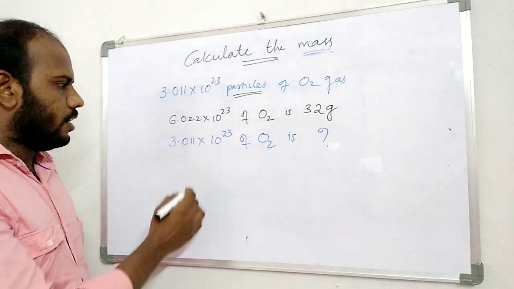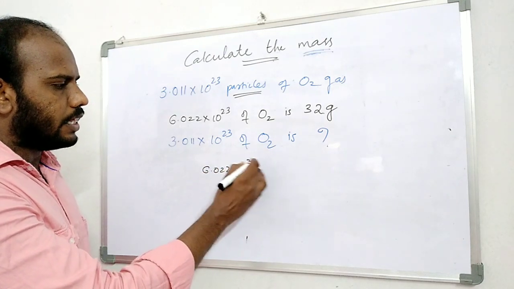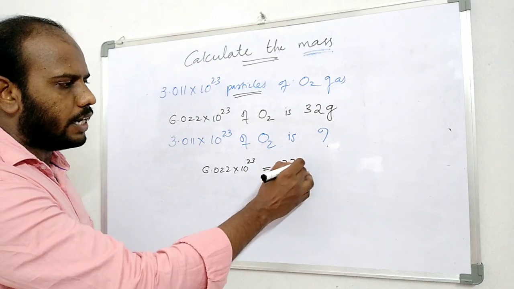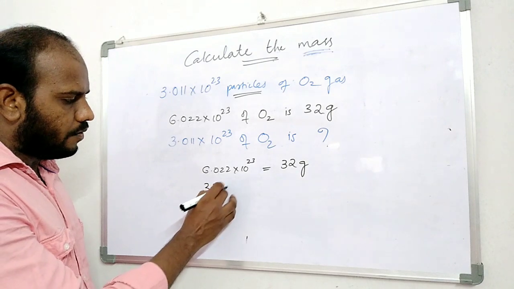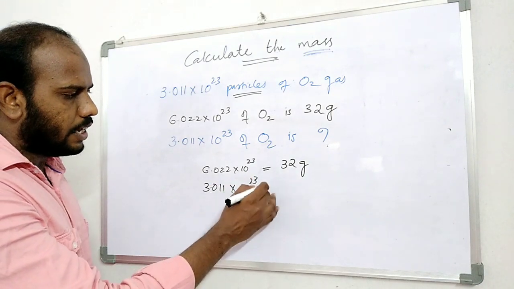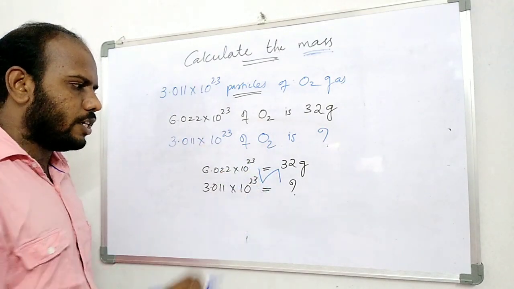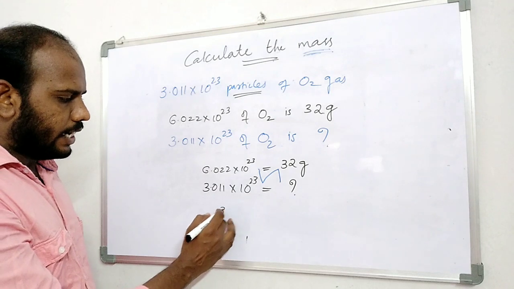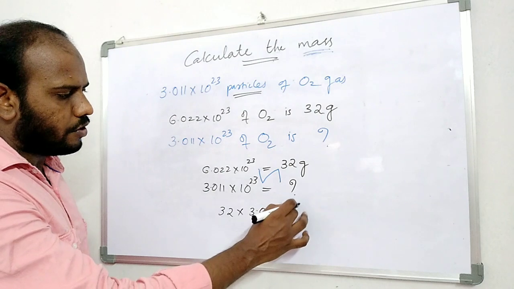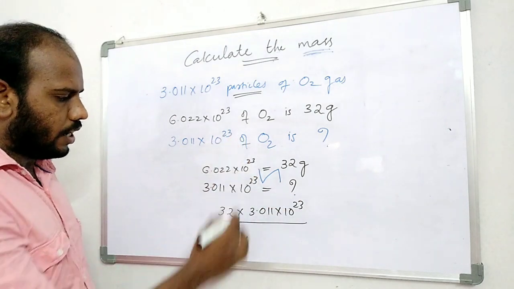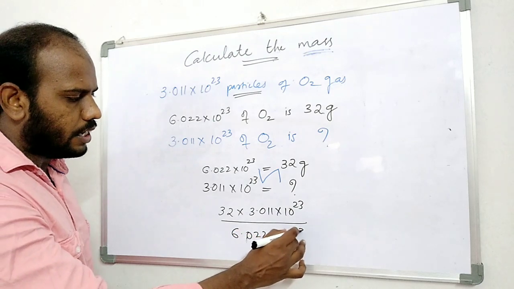Got it, children? So what will you write? 6.022 into 10 to the power of 23 is equal to 32 gram. Are you understanding? Then 3.011 into 10 to the power of 23 is equal to question mark. Same as the before process. So 32 into 3.011 into 10 to the power of 23, divided by 6.022 into 10 to the power of 23.